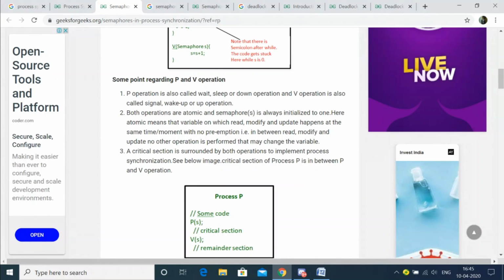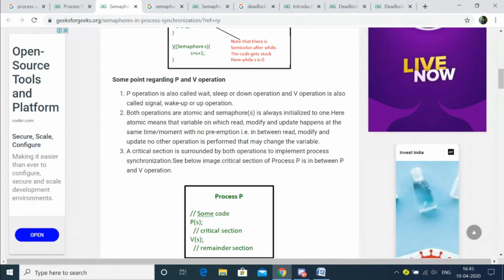So if the value of s becomes 0, then a process has to wait until s becomes positive. For example, suppose there are 4 processes, P1, P2, P3, P4, and they all call the wait operation on S. If another process, P5, wants the resource, it should wait until one of the 4 processes calls the signal function and the value of the semaphore becomes positive.